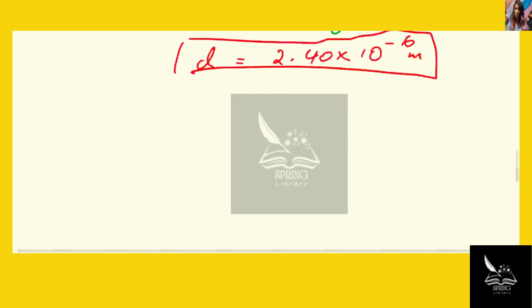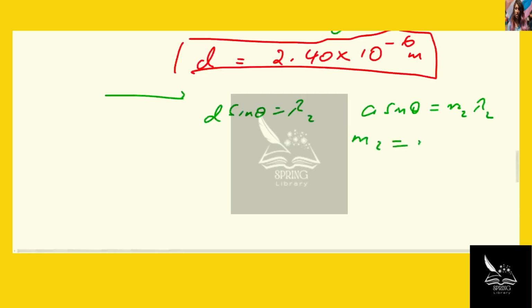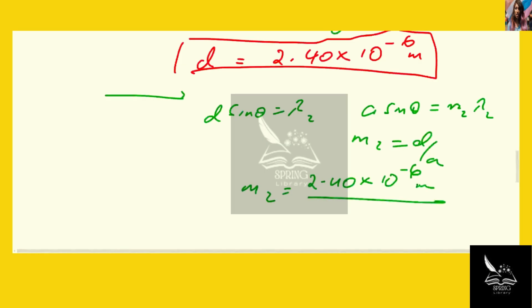The second part of the problem, we understand that d sine theta equals lambda 2 and a sine theta equals m2 lambda 2. So m2 has to equal d over a, and we're going to plug in the specific numbers. Remember, we solved for d, 2.40 times 10 to the negative 6 meters. And then, of course, a is 3.